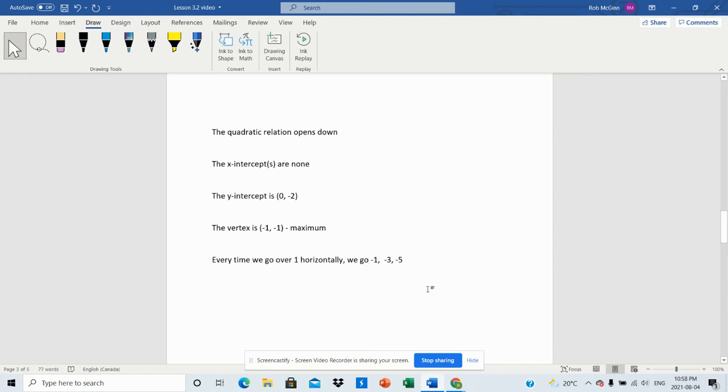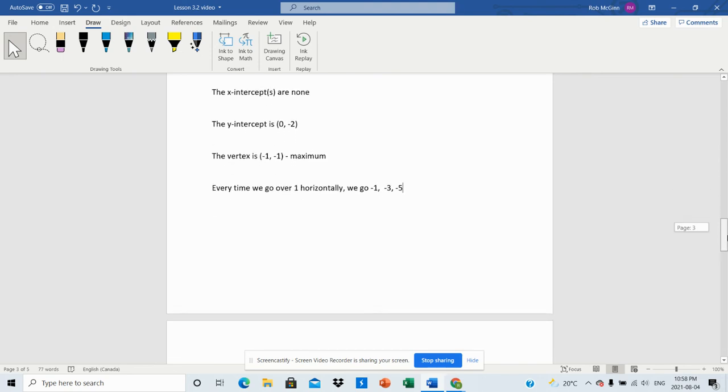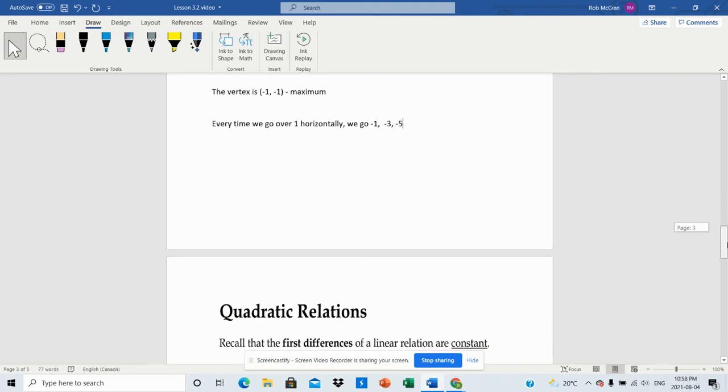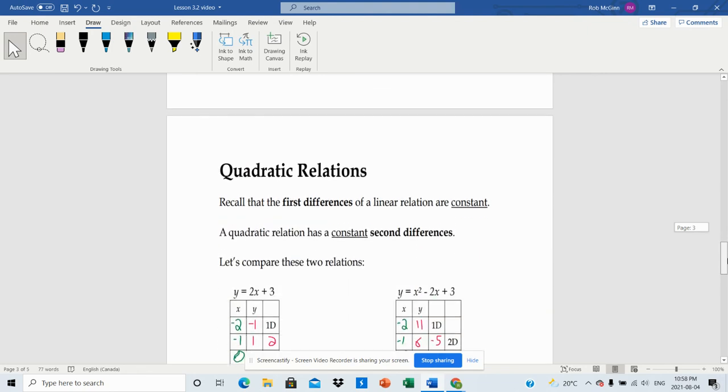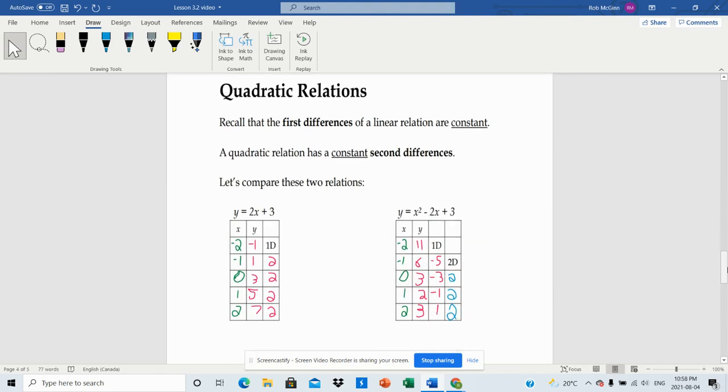Perfect. So we're starting to see a little bit of this thing called the step pattern. We're going to look at it a little bit more in depth in the next lesson. Let's finish off this lesson. And we're just going to go back to what we did in lesson 3.1 for a second.